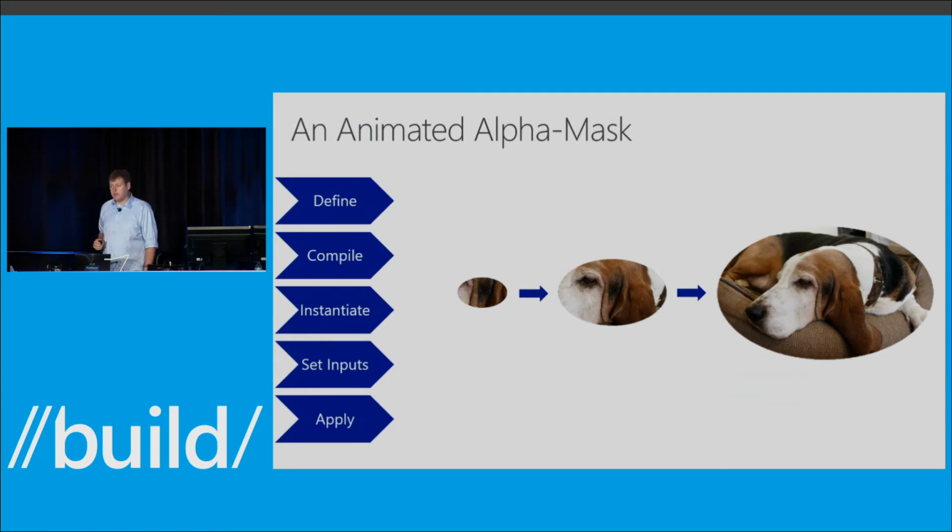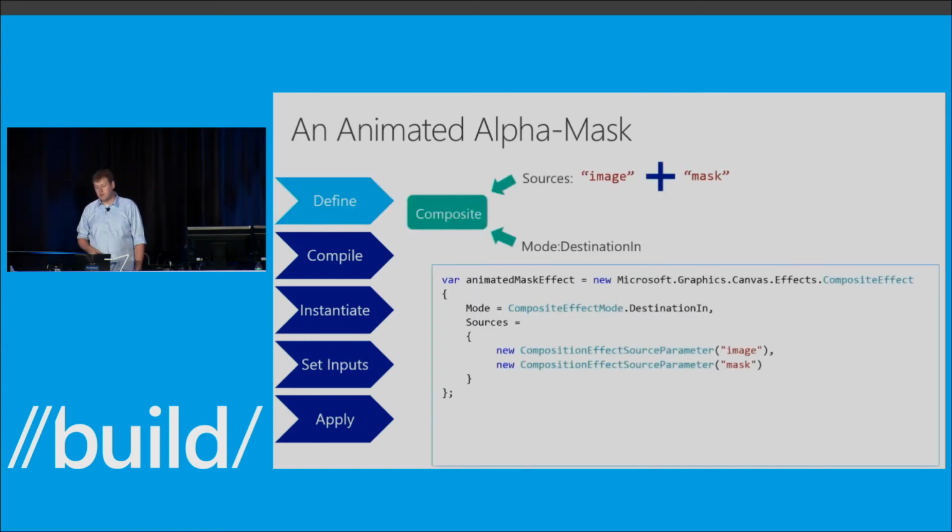So I mentioned earlier during the demo that we would walk through how you can build this animated alpha mask. This is an example of how we can take all the pieces and put it together. So there's 5 different steps. The first one being we need to define the effect. Now we're going to use the destination in, and there's 2 sources that we'll need, the image and the mask.